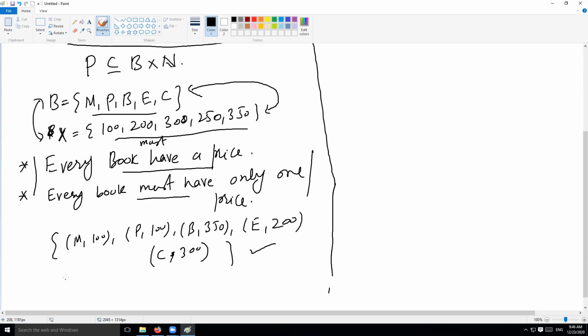Samajh aa rahi hai baat? So let me give you now, for example, a relationship, say M 100, physics 100, say B 100, say E 100. By the way, does this relationship satisfy both conditions? Yes, sir. Anyone? Both conditions? No, sir.